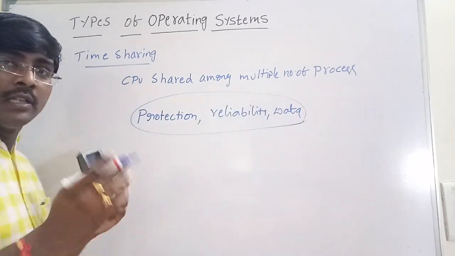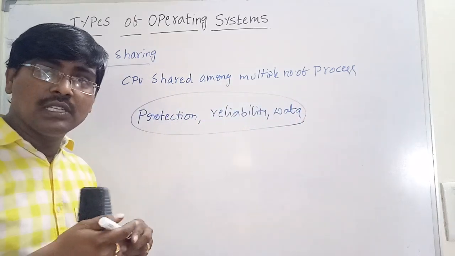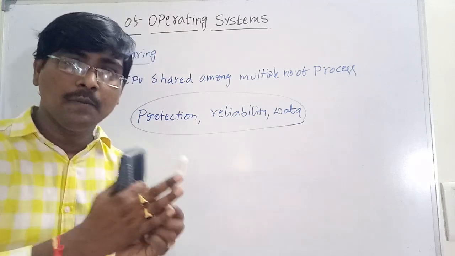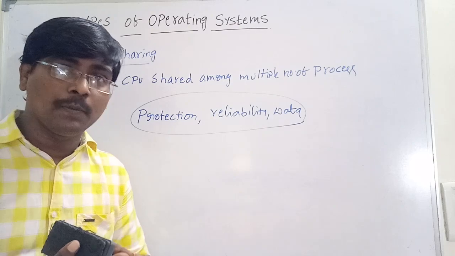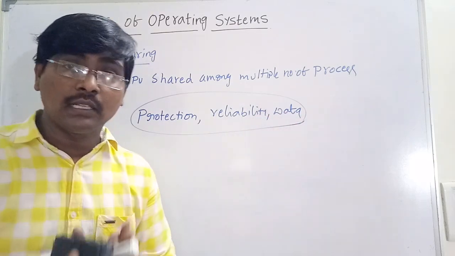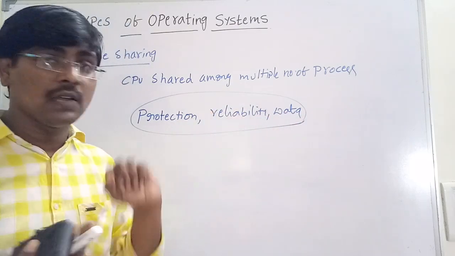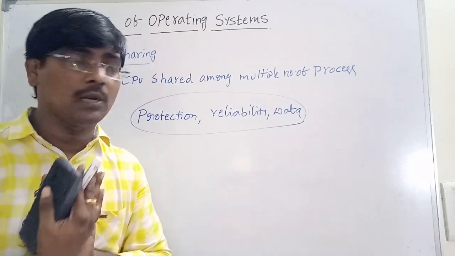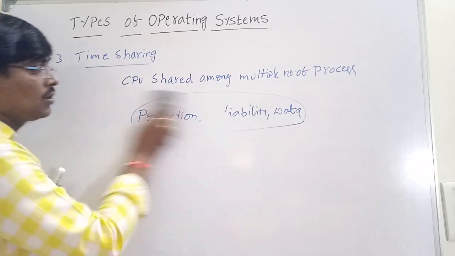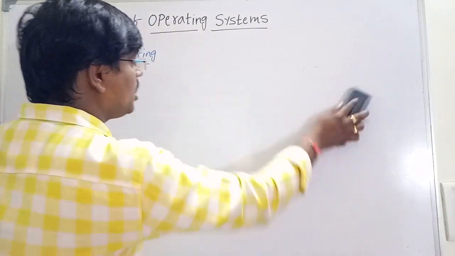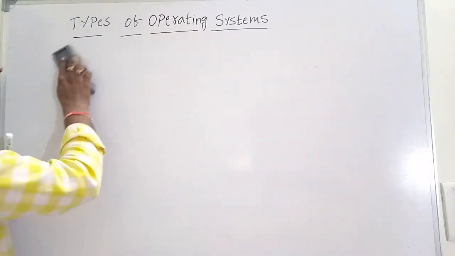What are those? Suppose the CPU switches among multiple jobs. So there may be loss of protection, loss of some data, loss of some reliability. That is, there is a chance of errors by the CPU switching from one job to another job. These are the time sharing operating systems. Simply, the time is shared among multiple jobs.